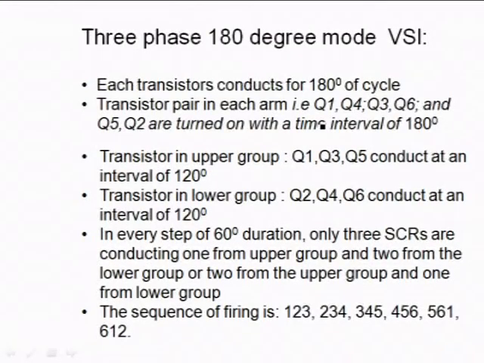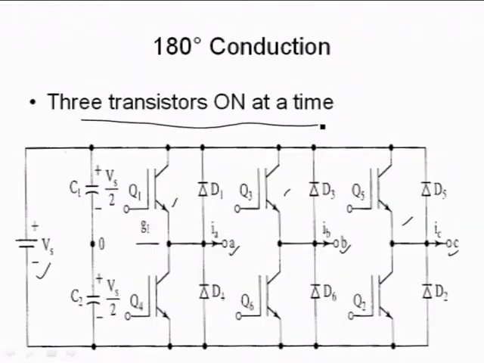In 3-phase 180 degree mode, as I already told you, each transistor conducts for 180 degrees of the cycle. The transistor pairs in each arm, Q1, Q4, Q3, Q6 and Q5, Q2, are turned on with a time interval of 180 degrees. The transistors in the upper group are the odd numbers, Q1, Q3, Q5. Remember, the upper group is 135, the lower group is 462.